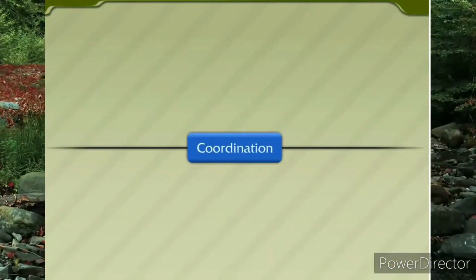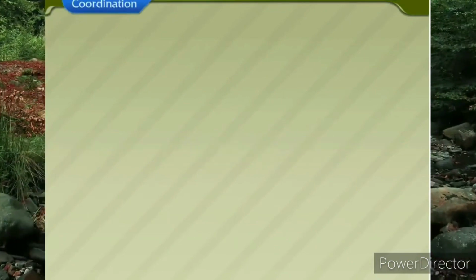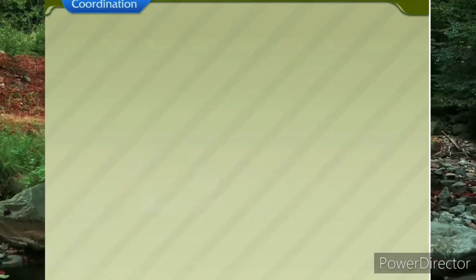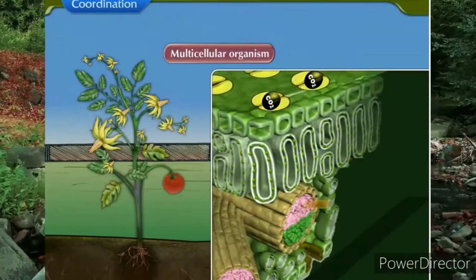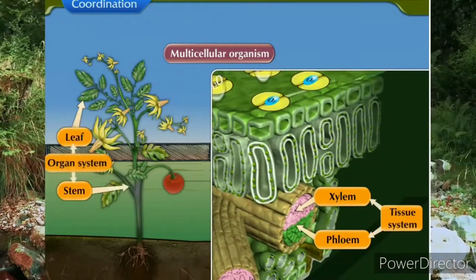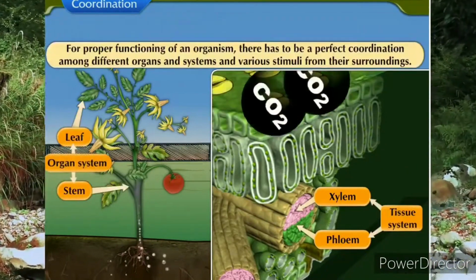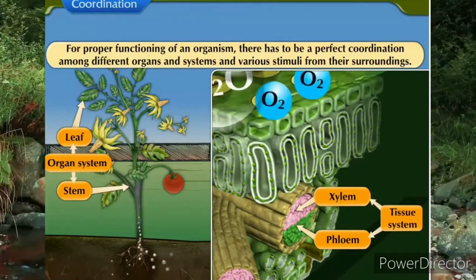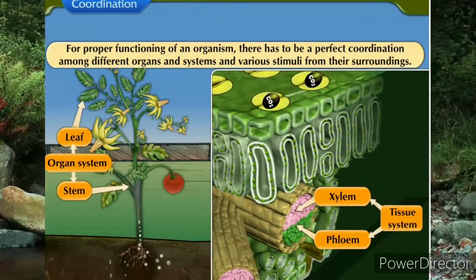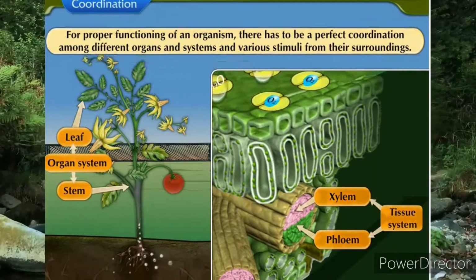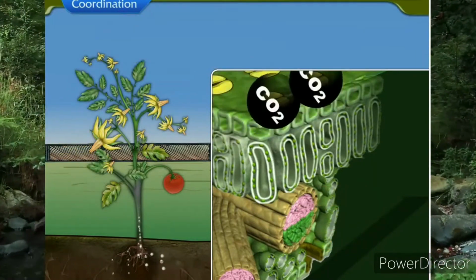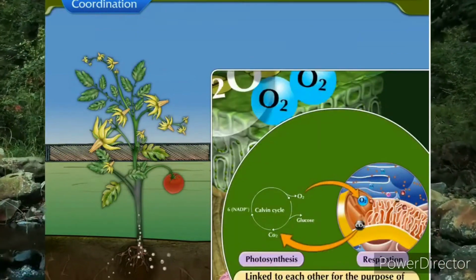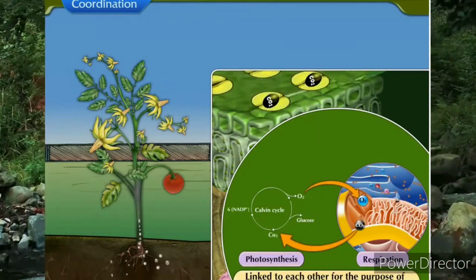Coordination. What is coordination? In any multicellular organism, there are various tissue systems and organ systems. For proper functioning of an organism, there has to be a perfect coordination among different organs and systems and various stimuli from their surroundings. For example, in higher plants, the process of photosynthesis and respiration are linked to each other for the purpose of exchange of gases.